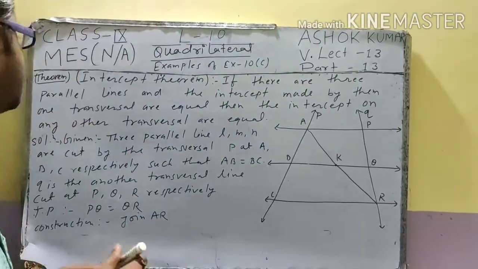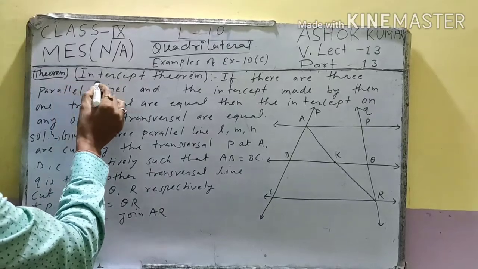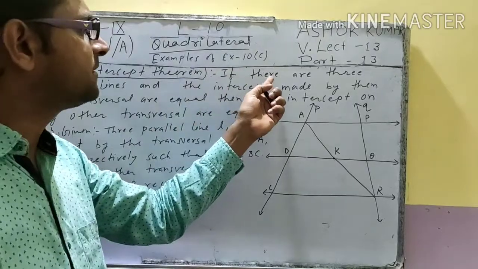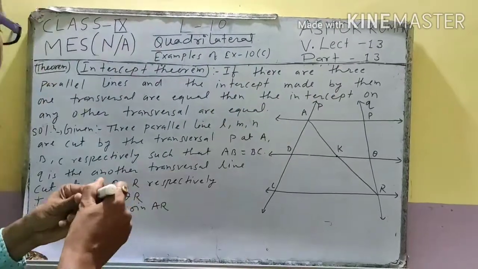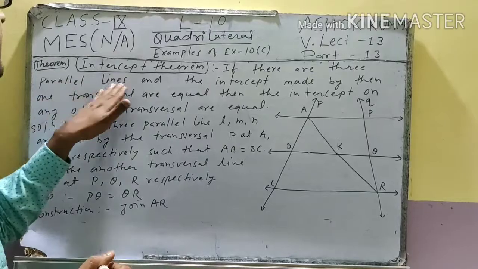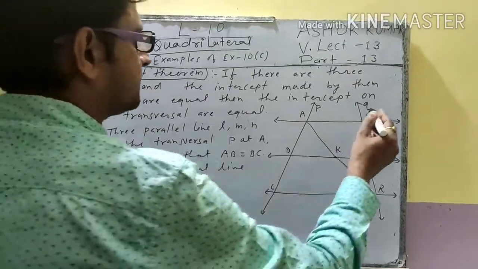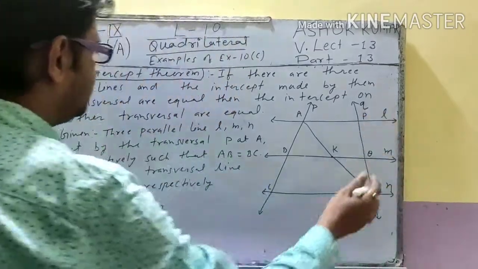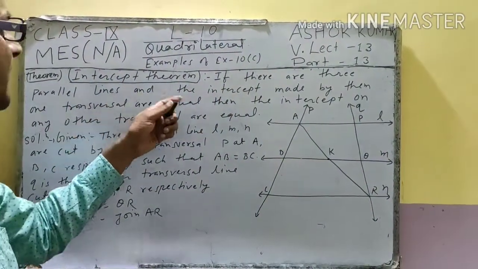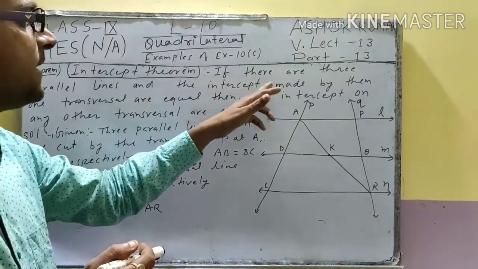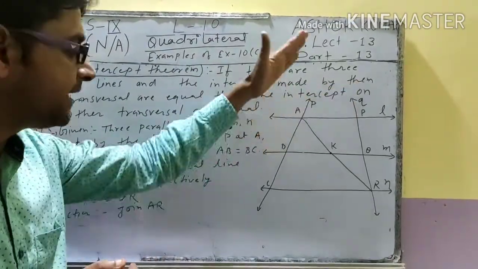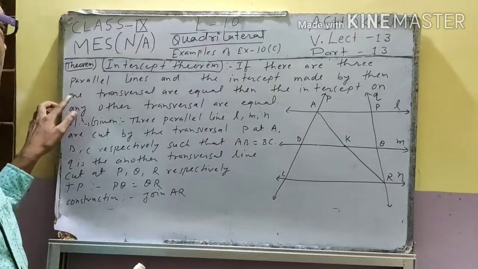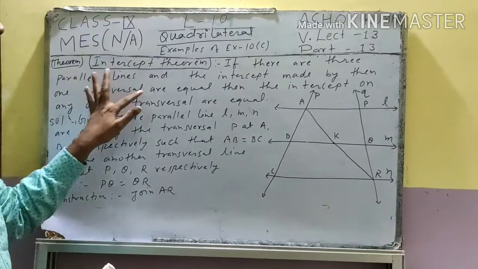Okay, student. Here, a very important theorem that is called the intercept theorem. What is the intercept theorem? If there are three parallel lines, suppose L, M and N, and the intercepts made by them on one transversal are equal.